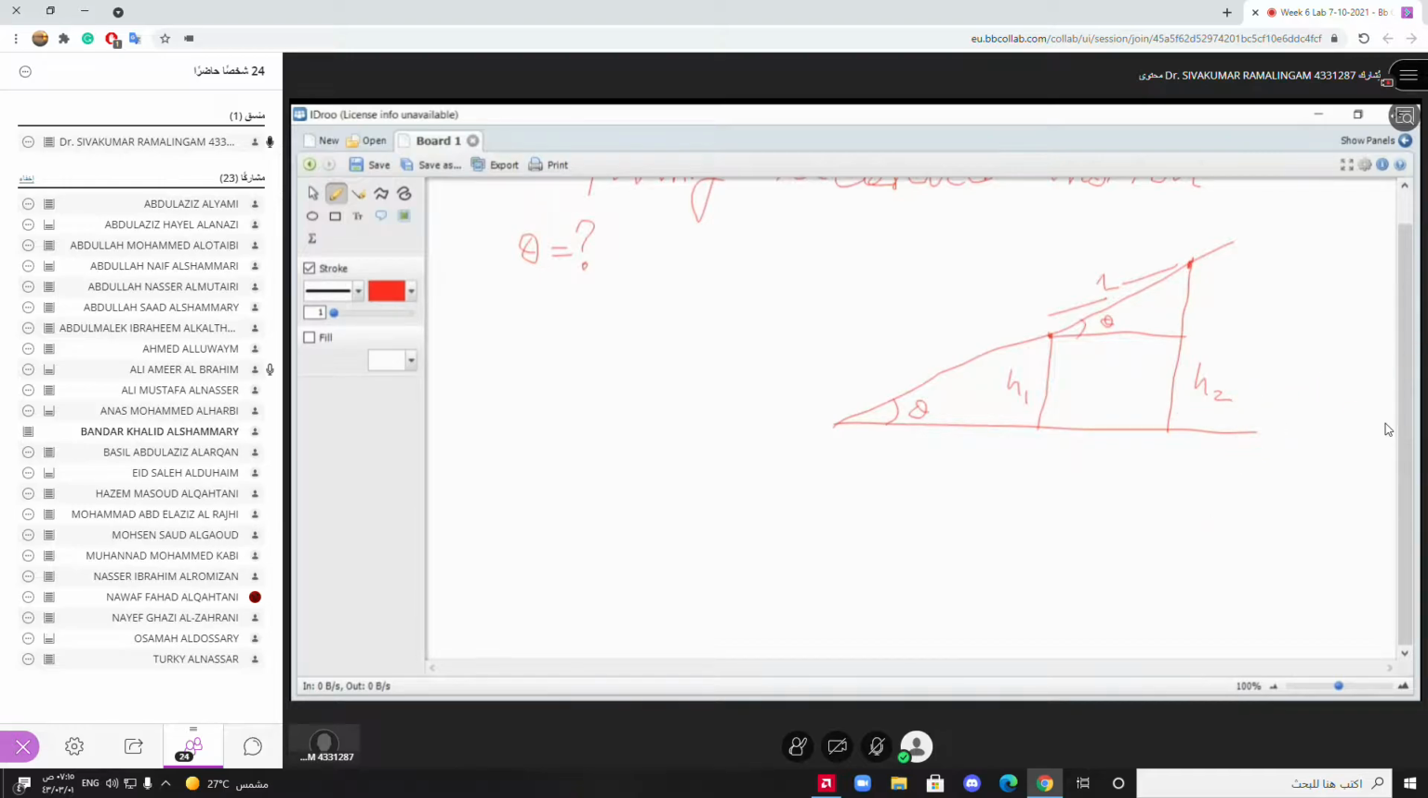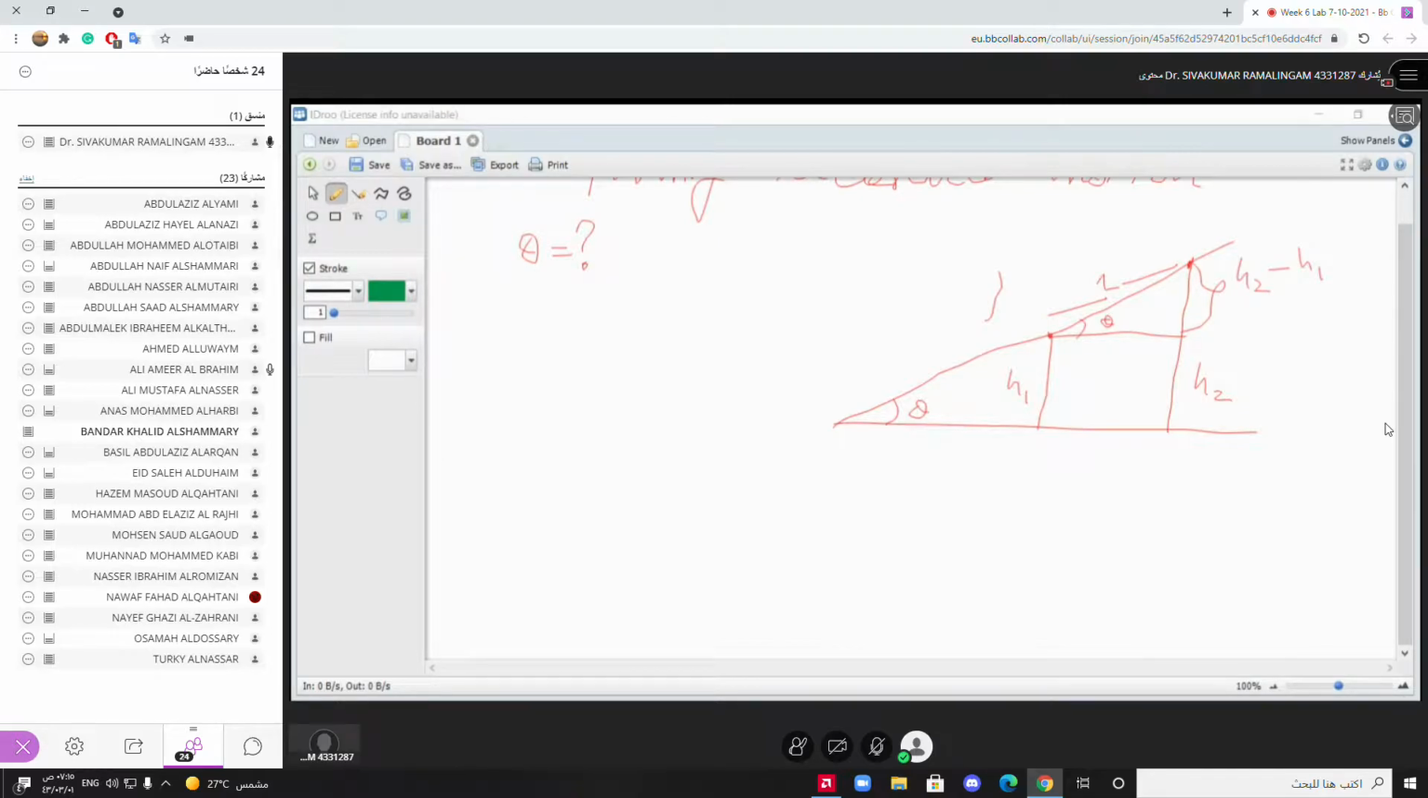Now this height is h1. The entire height is h2. What about this height? This height is equal to h2 minus h1. Is it right? h2 minus h1. The total height is h2, this height is h1, and this is h2 minus h1.